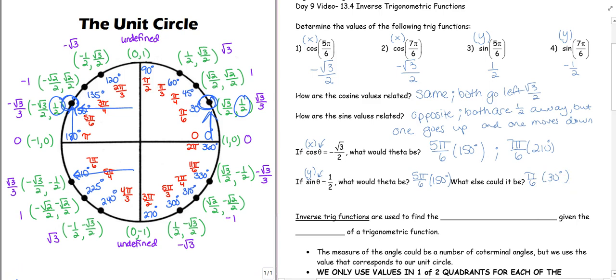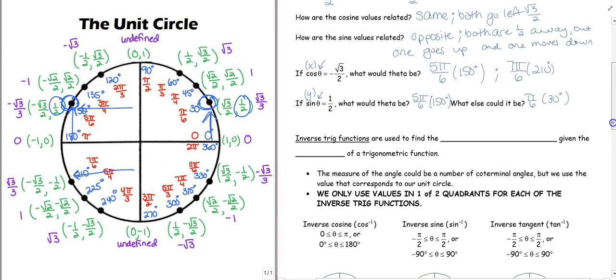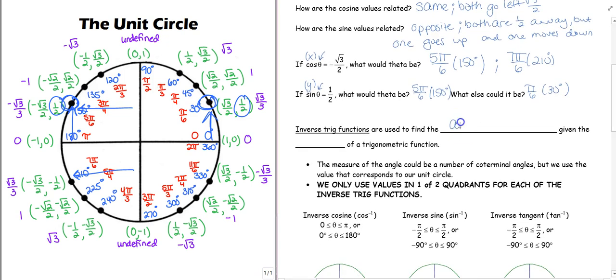So what these inverse trig functions are doing is they are allowing us to find the angle measures given the ratio of the trig function. So instead of being given the angle and asking for the ratio, I'm giving the ratio and you're going to tell me which angle or angles have that ratio.